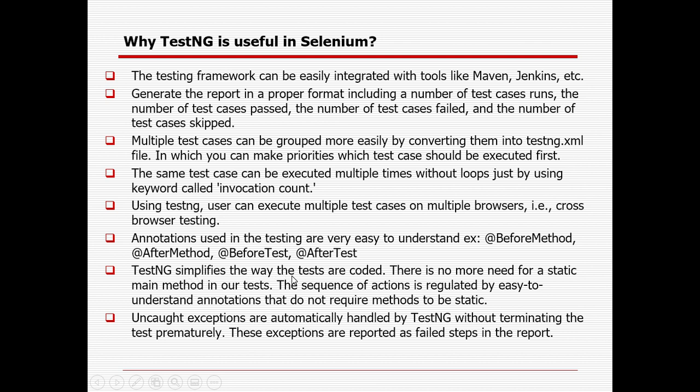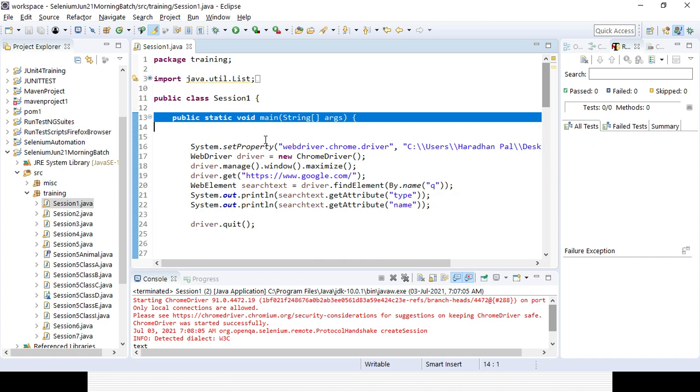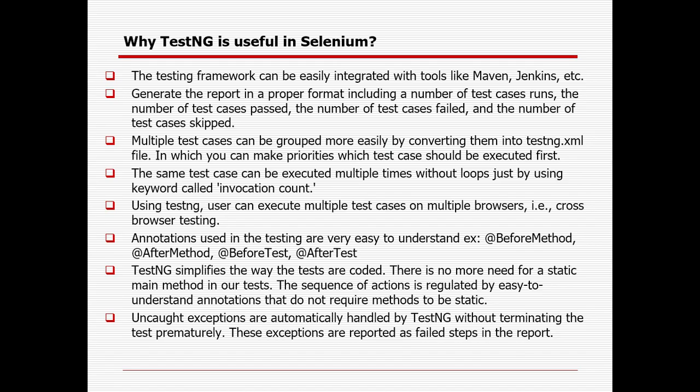TestNG simplifies the way tests are coded. There is no more need for a static main method in our test case. That is a very, very important point. In case you are creating a Java class, you can see the main method is mandatory. Without the main method, if you remove it, you will not be able to run a single line of code. It will throw some error. That main method is mandatory.